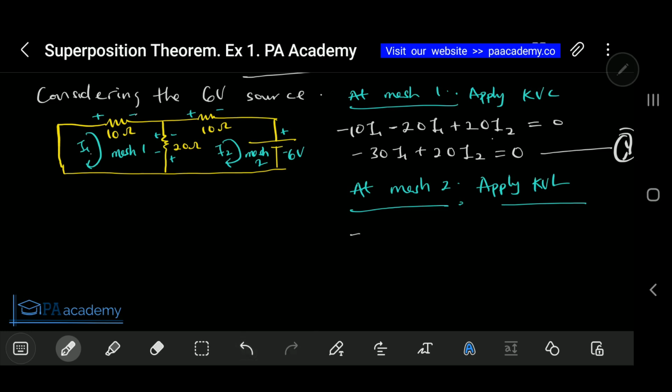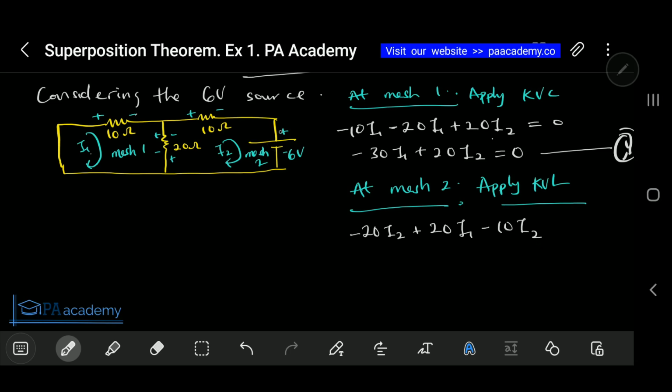So that would be minus 20, that is due to I2. Also from negative to positive due to I1, so we are going to be having plus 20 I1. So we are done with this resistor here. Now let's come over here. From positive to negative, so that would be minus 10 I2.